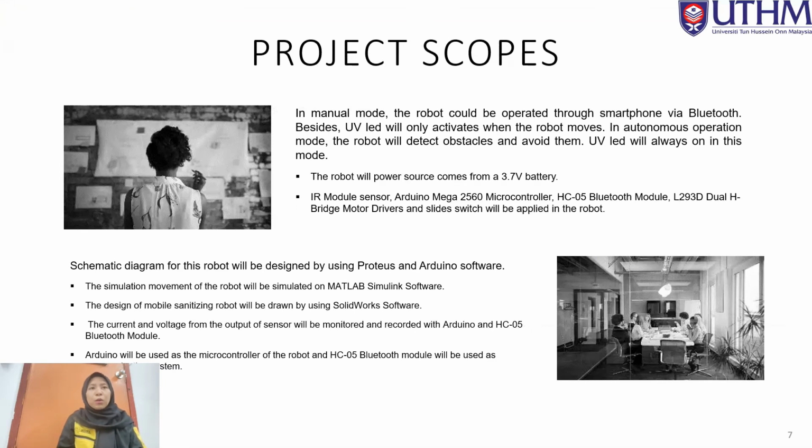For the project scope, we have two modes, which are manual and automatic. In manual mode, the robot can be operated through a smartphone via Bluetooth. Besides, the UV LED will only activate when the robot moves. In autonomous operation mode, the robot will detect obstacles and avoid them. The UV LED will always be on in this mode.